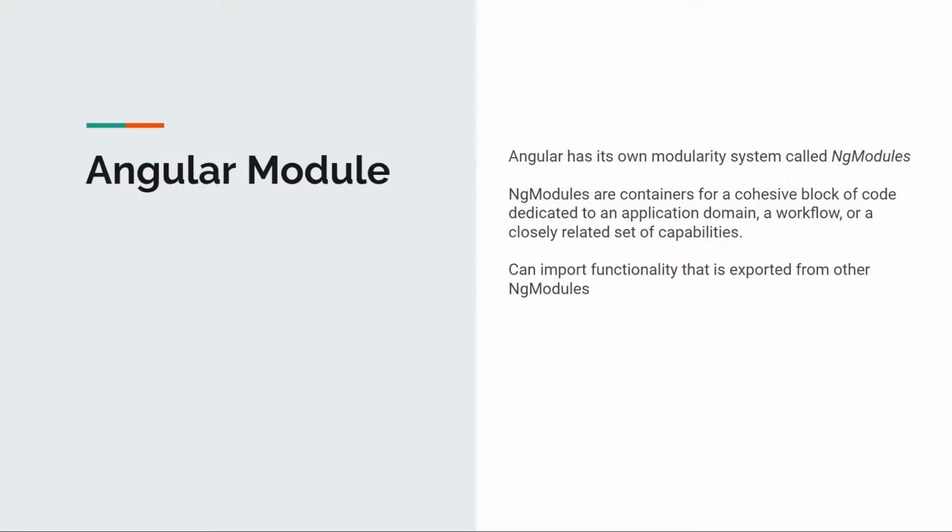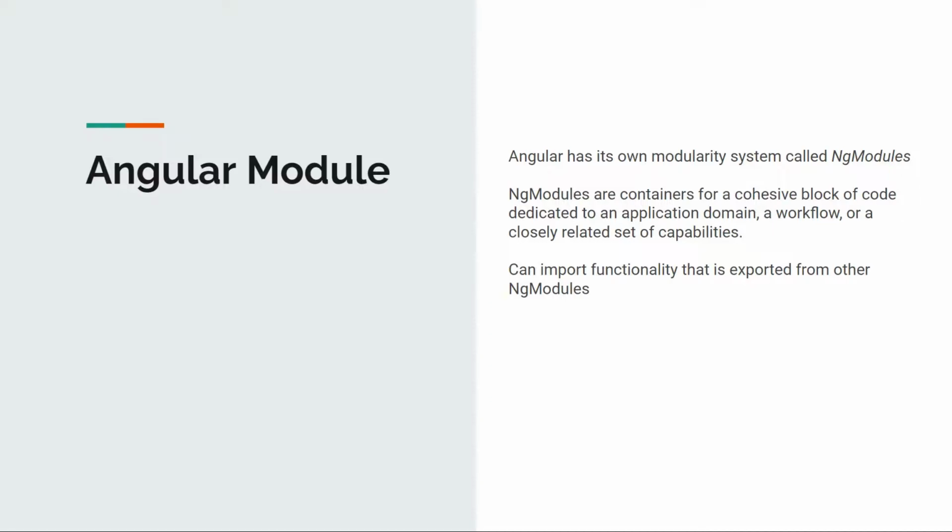They can import functionalities that are exported from other NgModules, and the NgModule itself can export selected functionalities for use by other modules. Every Angular application has at least one NgModule class, as you know. That is the root module, which is created when the application is created by the CLI, and is called AppModule.